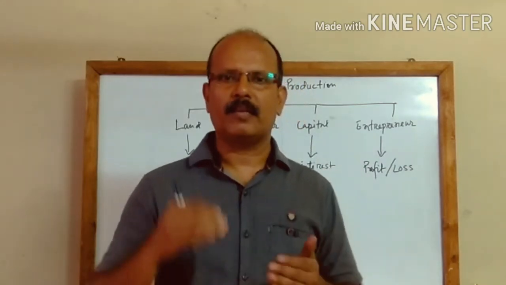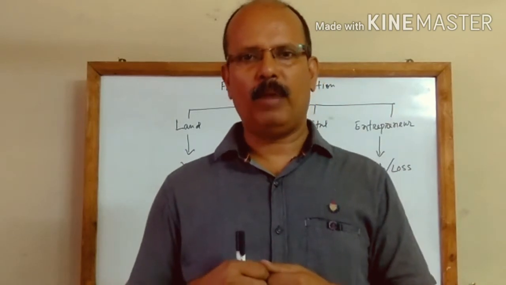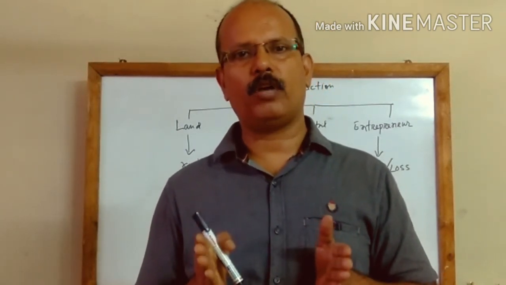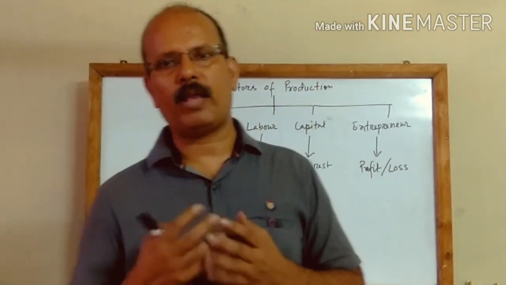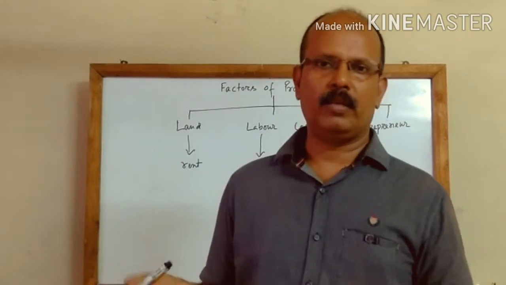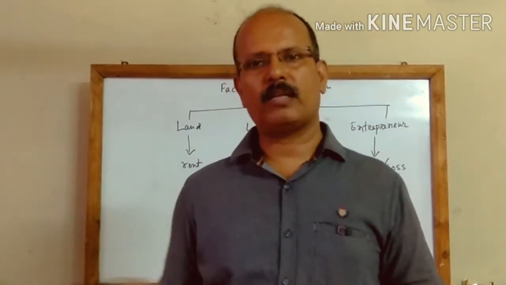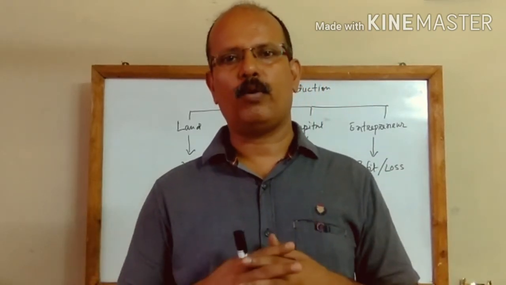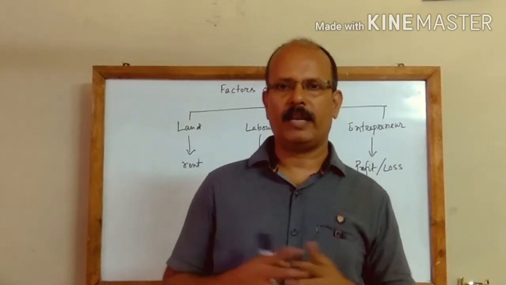In economics, land does not necessarily refer to the surface of soil, but in economics, land means all free gifts of nature. Whatever we are getting free of cost from nature, that is land. For example, surface of soil is obviously land, then sunlight, rainwater, river water, ocean water, hills, mountains, all these are considered as land because all these things we are getting free of cost from the nature.